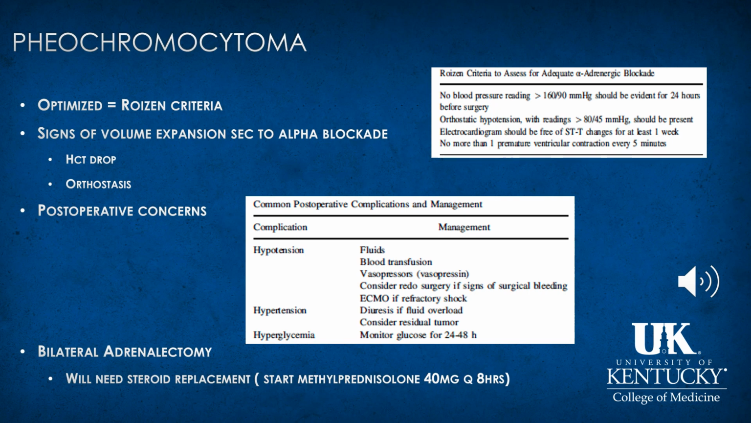You also may look for signs of volume expansion due to the alpha blockade. The plasma space opens up with lower SVR, and therefore the hematocrit drops, and you see signs of orthostasis.